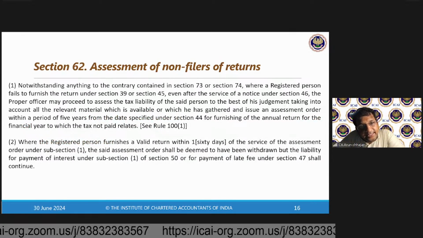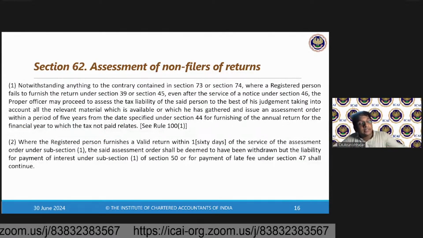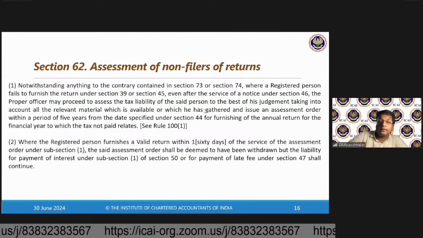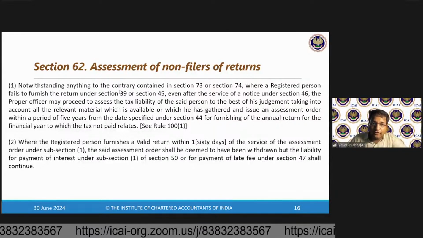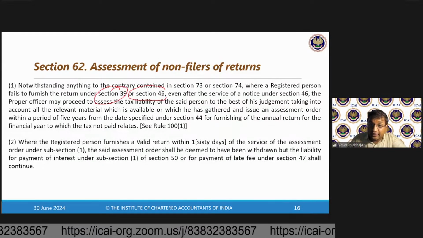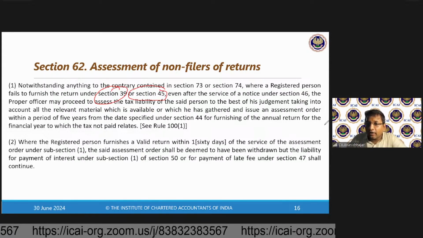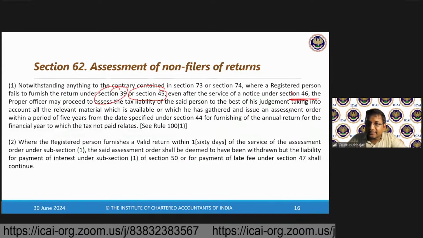Next is assessment of non-filer of the returns. It means the defaulter of the return. The taxpayer is not filing the return at all. So they are saying under section 39 means GSTR 3B or section 45 means final return GSTR 10. And they will issue the notice under section 46 in the GSTR 3A.